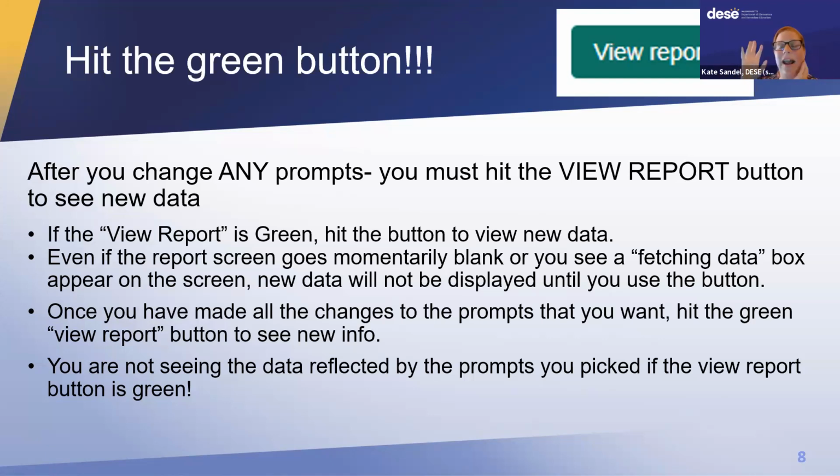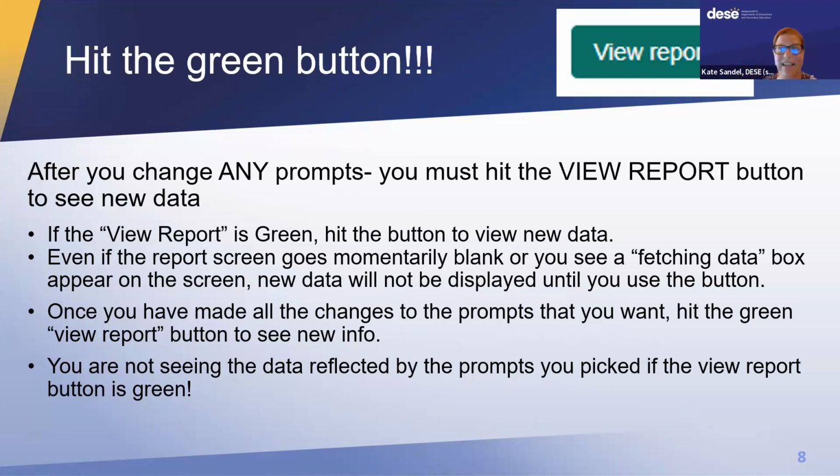So it's really important. And what we've done is anytime that view report button is green, that is saying the prompts are different than the data in this report. So if the view report button is green, you should hit it in order to get the information based on what you've done. So do everything you need to do with the prompts, and then when the prompts are set up for the data that you want to pull, hit the view report button if it's green.